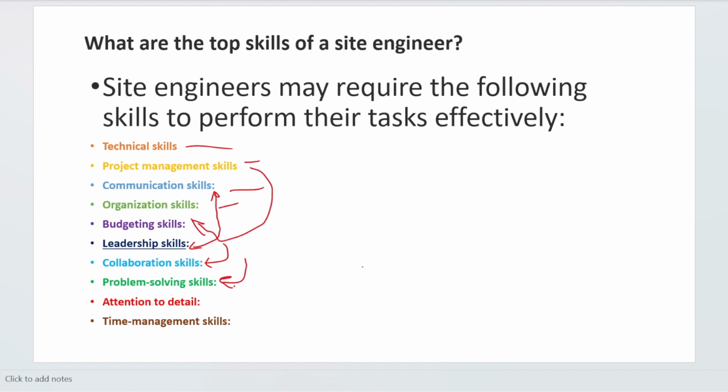The attention to detail. Why I mark this in red, because sometimes you will face what is called risk, some issue that may stop the project or delay the project, or a factor that affects the quality of the project, or any sort of problem. So you should pay attention and discuss with the senior that I face this issue and how I can solve this. So the attention to detail skill is very important for you.